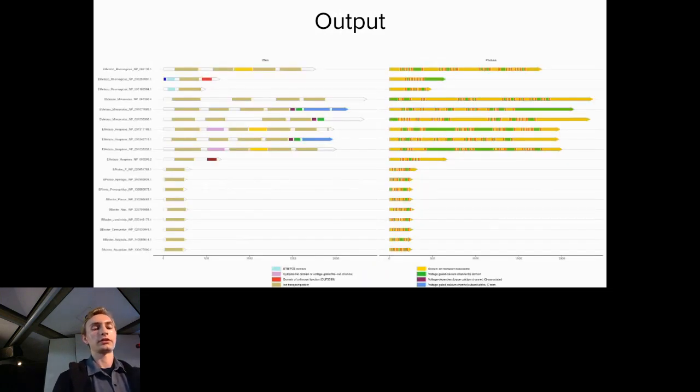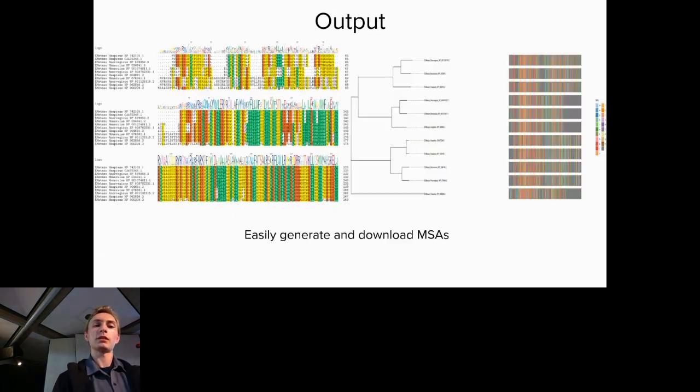And here, similar to what I showed before, this is a visualization of the domain architectures. So the rows here are homologous sequences, and then the columns here are the member databases of InterProScan. And they're all labeled in that legend down there with colors that show which domain is where. And you can also generate multiple sequence alignments along with the phylogenetic tree. And you can download all these. They should be publication quality and ready.